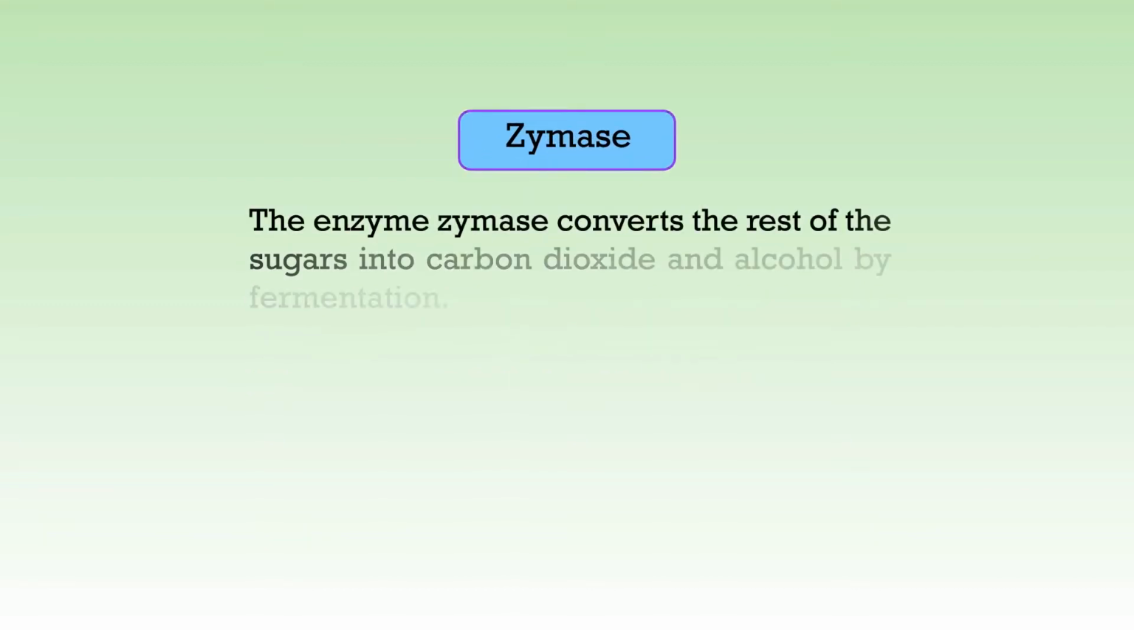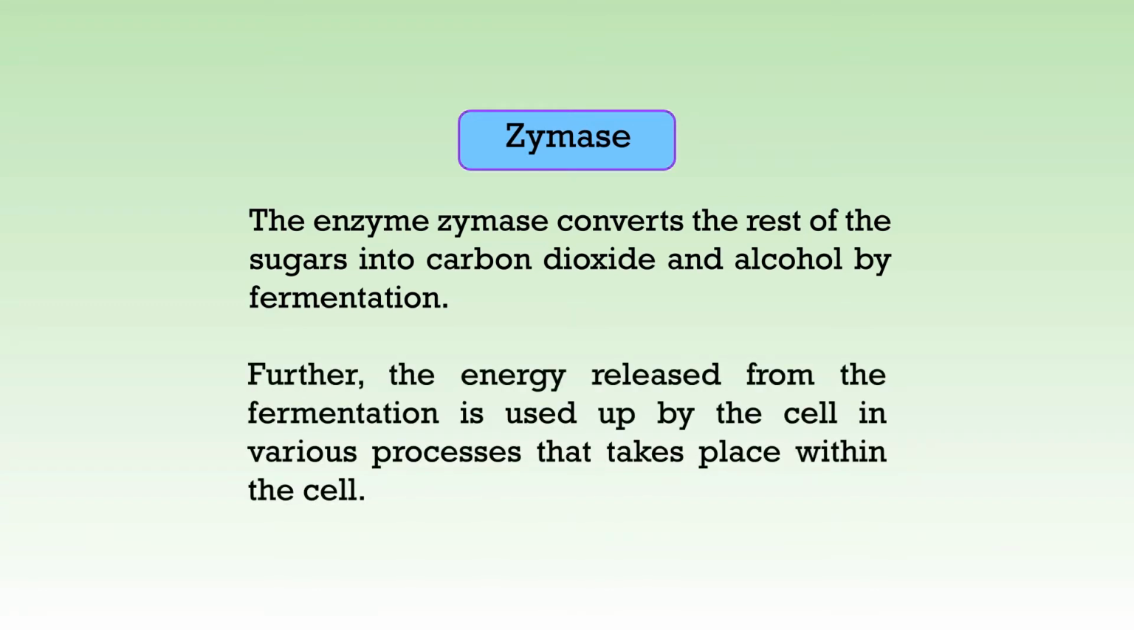And next is zymase. This enzyme zymase converts the rest of the sugar into carbon dioxide and alcohol by a process which is known as fermentation. Further, the energy released from this fermentation is used up by the cell in various processes that take place within the cell.